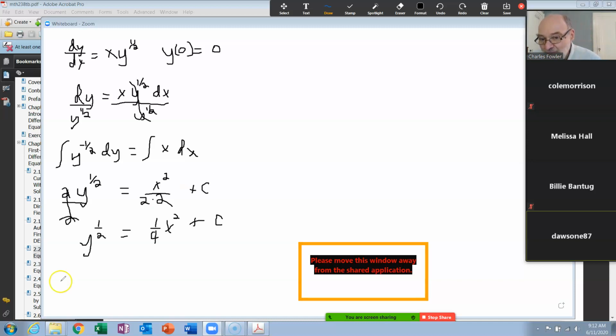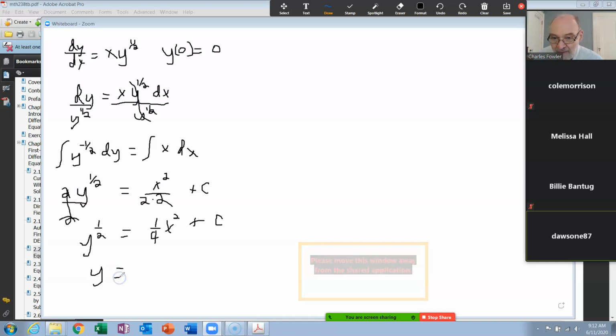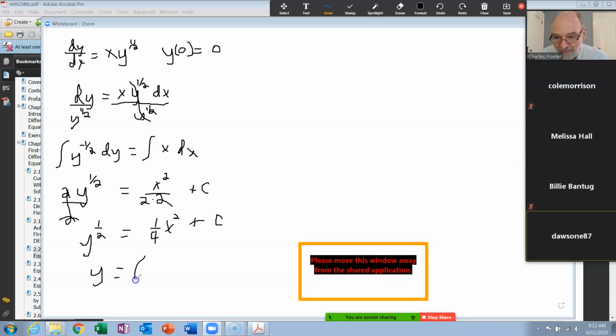Now, square both sides. And what you have is y is equal to, let's see. Now, for some reason, yeah, that's all they did. They just put it in parentheses and said 1/4 x squared plus c, squared.